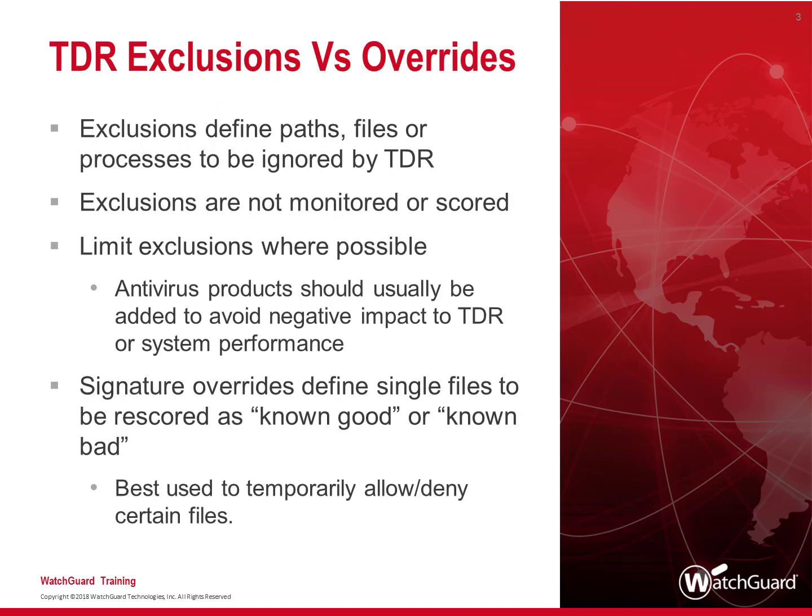So the first thing we need to talk about is what the difference between an exclusion and a signature override really is. An exclusion defines a path, file, or process to be ignored by TDR. They're not monitored at all or scored. So since we ignore them, you want to limit exclusions wherever possible. Signature overrides, on the other hand, are individual single files that are known to be good or known to be bad, and they're scored appropriately.